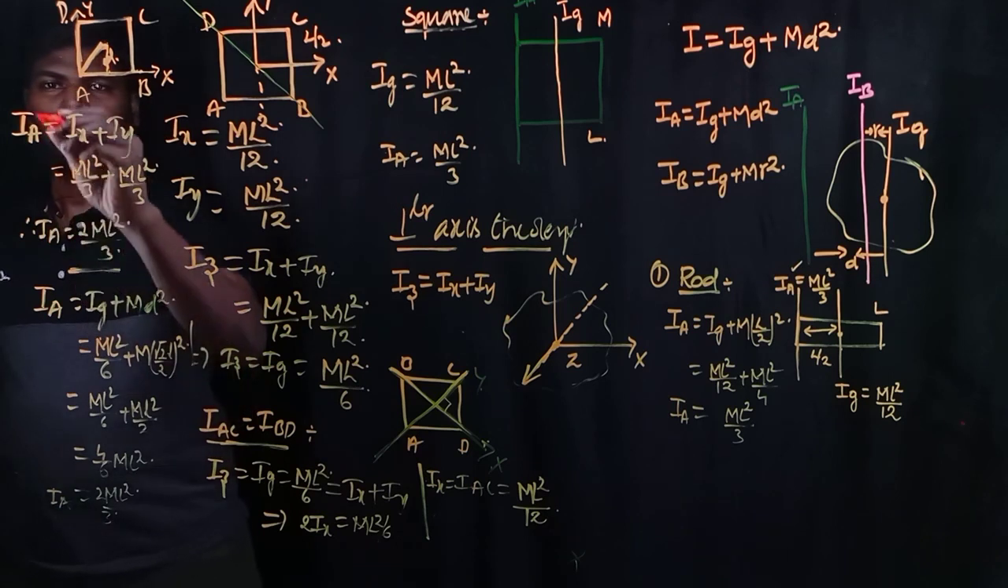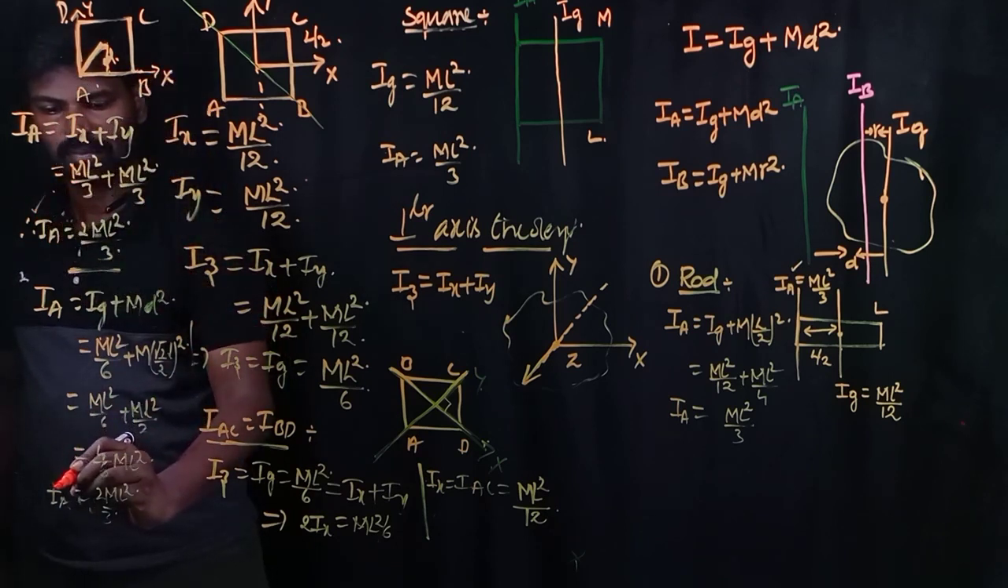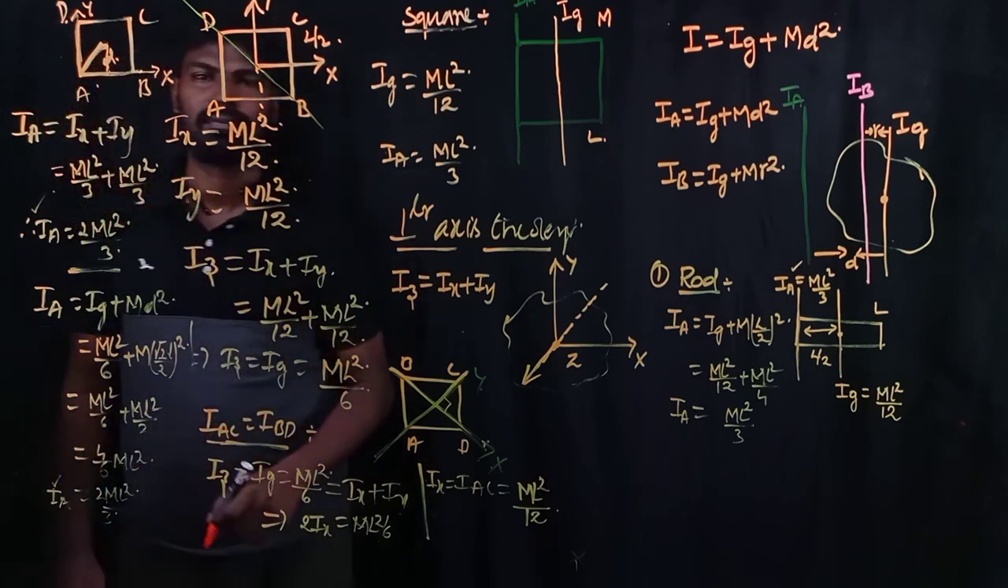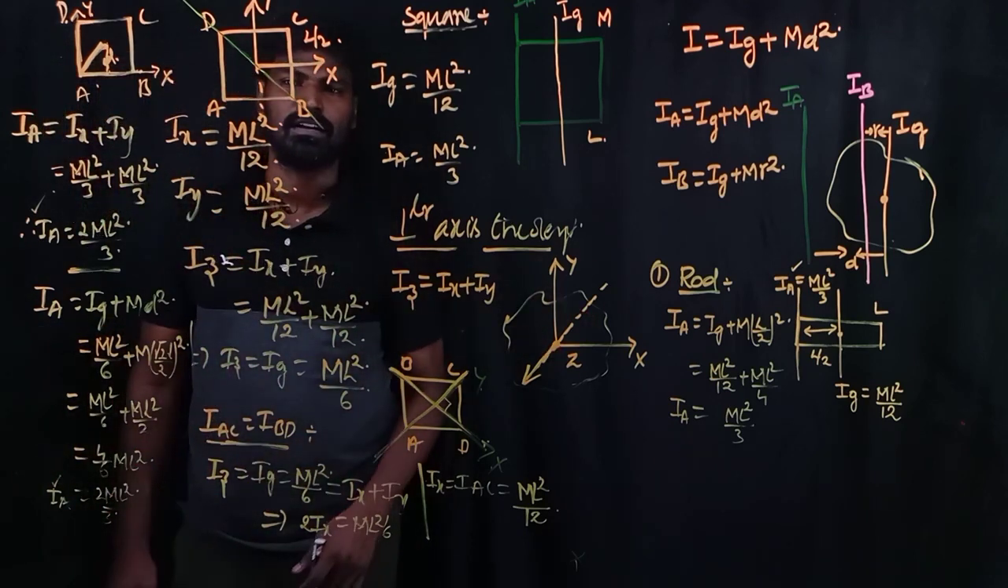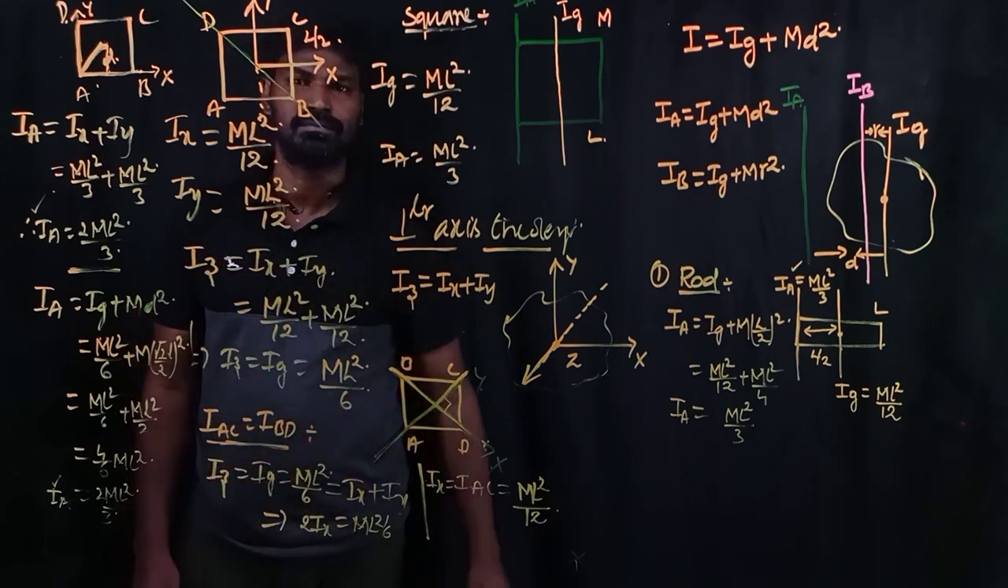So if you compare whether you calculate it by applying perpendicular axis theorem or by applying parallel axis theorem, both of them should come same only. This is the overall thing regarding moment of inertia of a square lamina. Thank you.